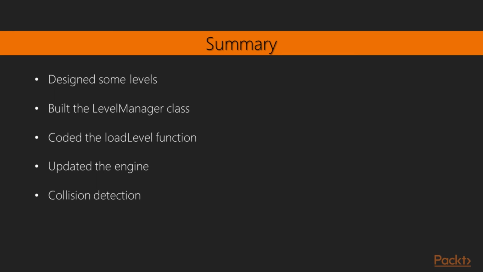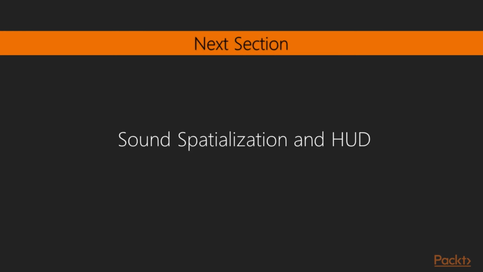Cool! That marks the end of this section. We started this section by designing levels in a text file. We then built a level manager class and coded the load level function. Then we updated the game engine to use the level manager, and lastly, we coded a polymorphic function to handle the collision detection for Bob and Thomas. In the next section, we'll take a look at sound spatialization and HUD.